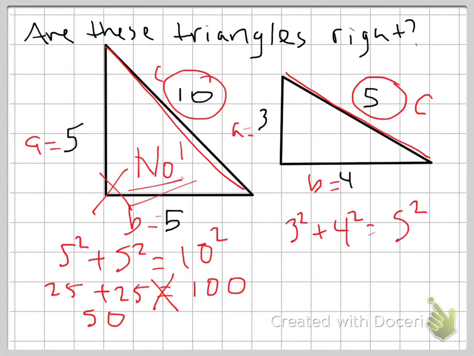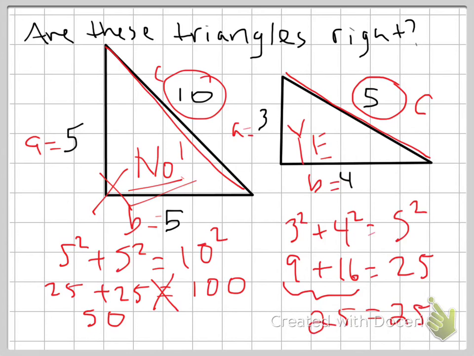3 squared means 3 times 3 is 9. 4 squared is going to be 16, and 5 squared is 25. Now if I add 9 plus 16, I do get 25. So my statement is true, which means yes, this triangle on the right is a right triangle.